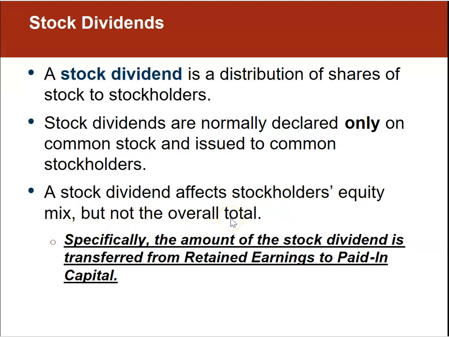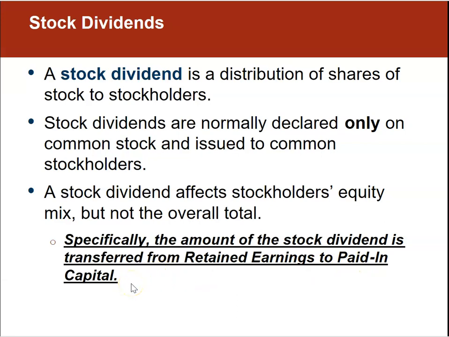Okay, so that's kind of a confusing statement. So what do we do here? It says specifically the amount of stock dividend is transferred from retained earnings. We take it out of retained earnings because we are paying a dividend, and then we move it to paid in capital. Now, let's make sure we understand what paid in capital is. Paid in capital is our common stock account. The official name for it is paid in capital common stock.